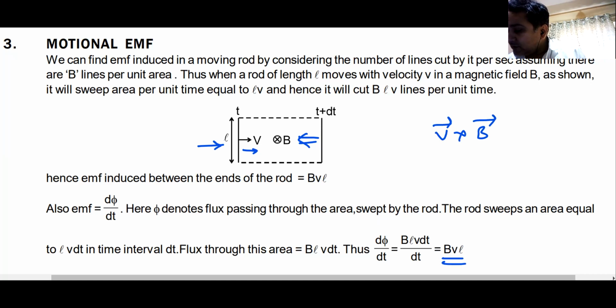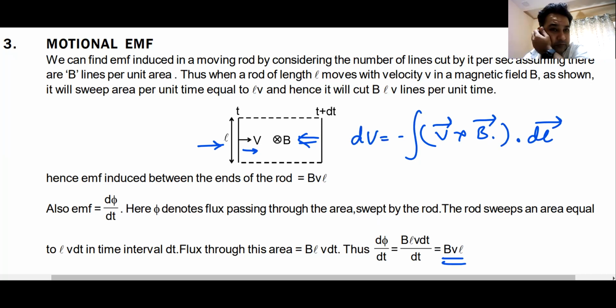Do you remember this? Scalar triple product. Yes, sir. Which terminal is at a higher potential? How do you find out? You do V cross B, and in whatever direction your fingers go, that terminal becomes your positive terminal and the other terminal becomes your negative terminal. Do you remember this or not?